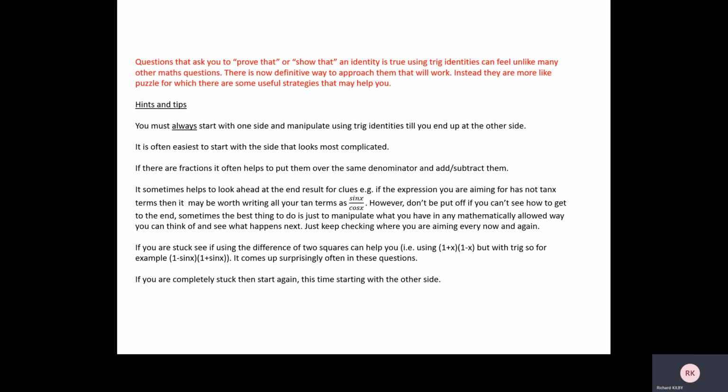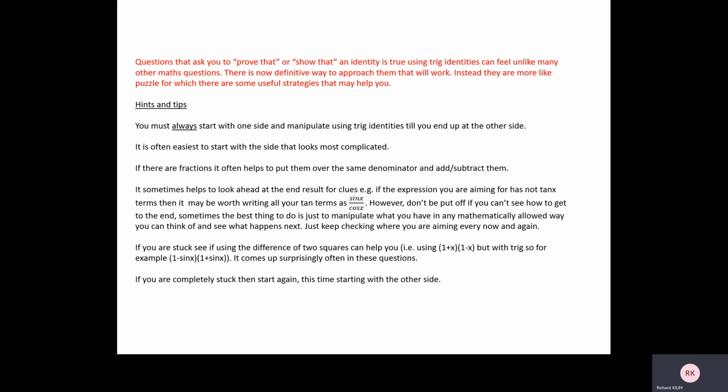If you're stuck, see if using difference of two squares can help you. I remember from doing these at A level countless times when I got stuck on one of these, and go, what is it? And the teacher would say, difference of two squares. And I'd go, oh, yeah, right, I now know how to do the rest of it. It won't always be difference of two squares, but I personally remember often when I was stuck, it's because I hadn't noticed something to do with difference of two squares.